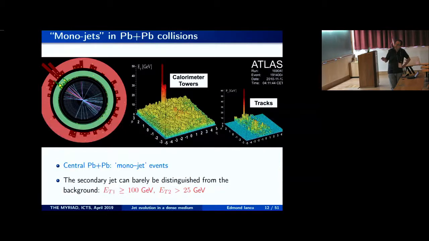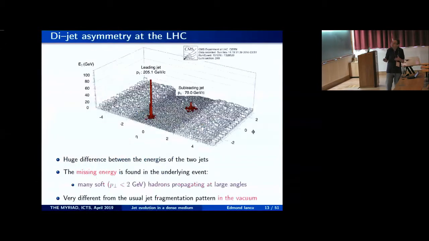So in this case, they see a jet with around 100 GeV, and the other jet has probably something below 25 because it's not visible anymore. So that's strong evidence of jet quenching, and that's on the same footing as the STAR data I showed you before with the di-hadron azimuthal asymmetry.